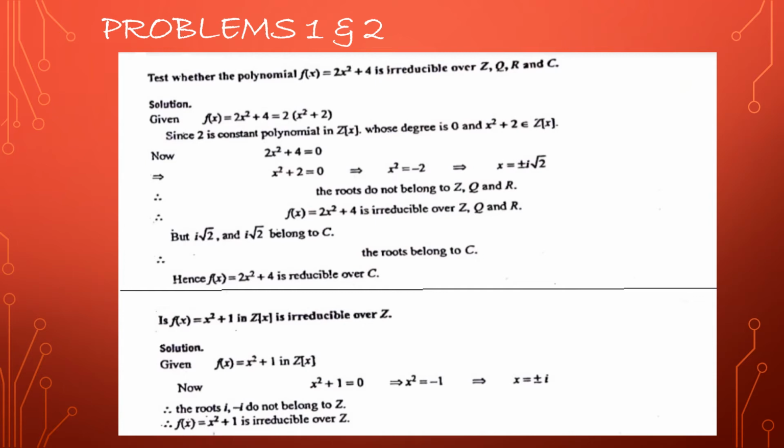So what are the roots? What kind of roots are they? Where do they belong, whether to Z, Q, R or C? So it belongs to C, since it's a complex number, since i is present.